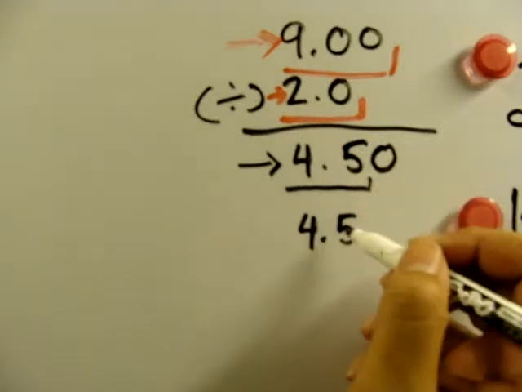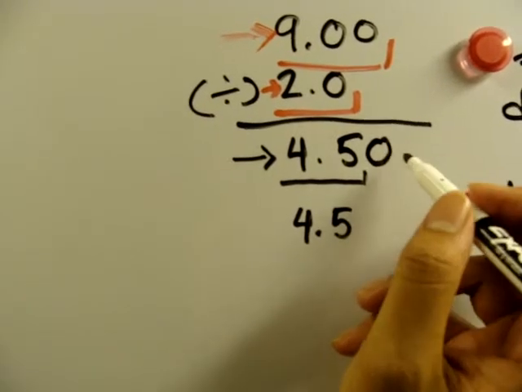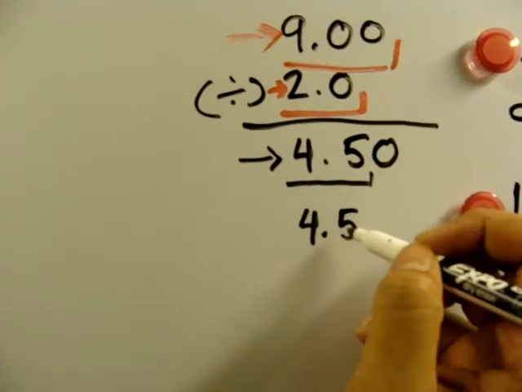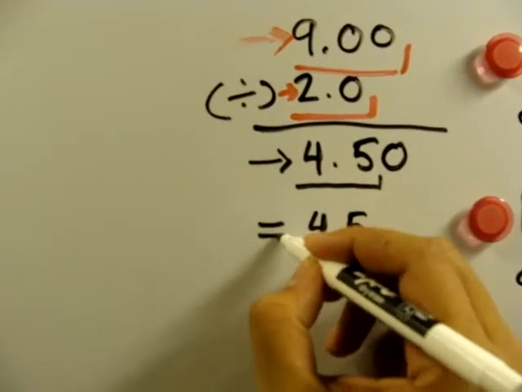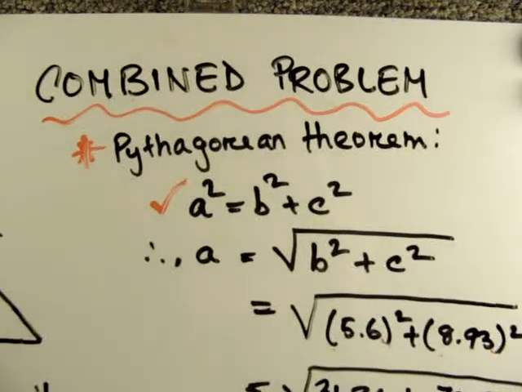Why is it 4.5 and not 4.6? Because this number is less than 5. If this number was 5 or above, this would become 4.6. So our final answer is 4.5. This is the rule for dividing.